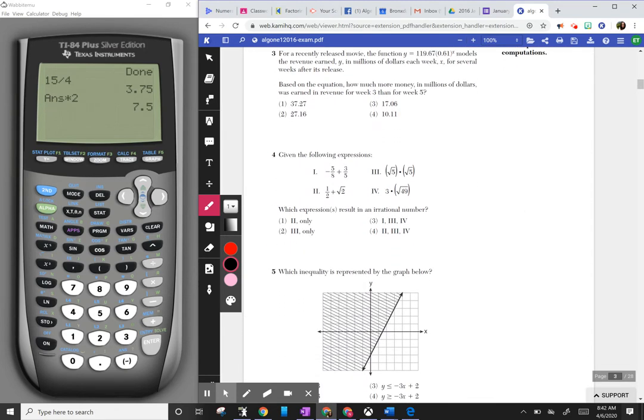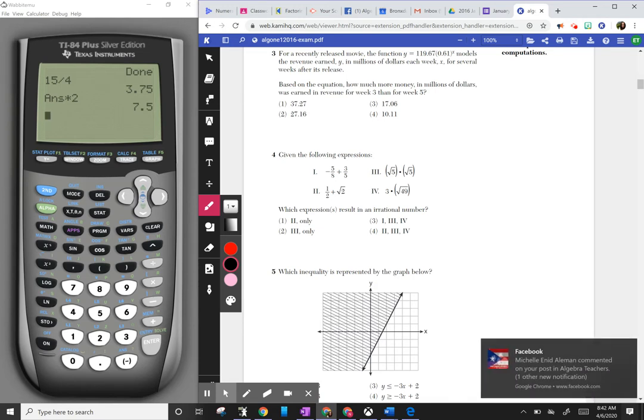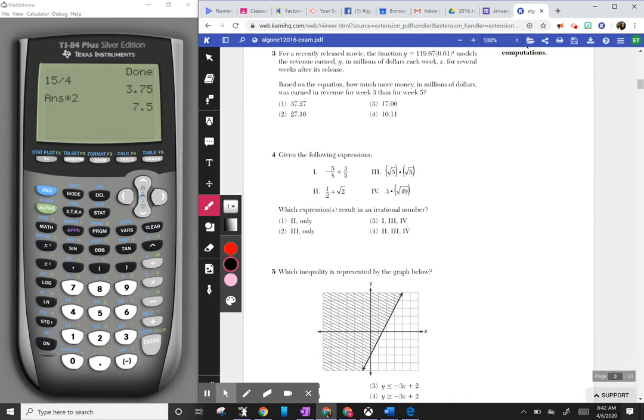Okay, question number 3. For a recently released movie, the function y equals 119.65 times 0.61 to the x power models the revenue earned, y, in millions of dollars each week, x, for several weeks after its release. Based on the equation, how much more money in millions of dollars was earned in revenue for week 3 than for week 5? Okay, so in this case, x is representing the weeks. So all we need to do is take 3 and 5 and substitute it in for x.